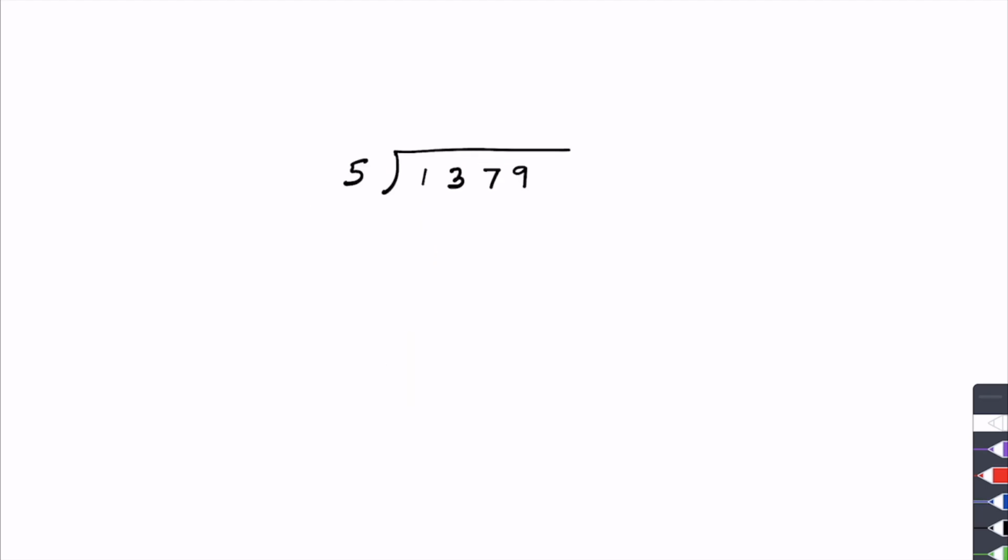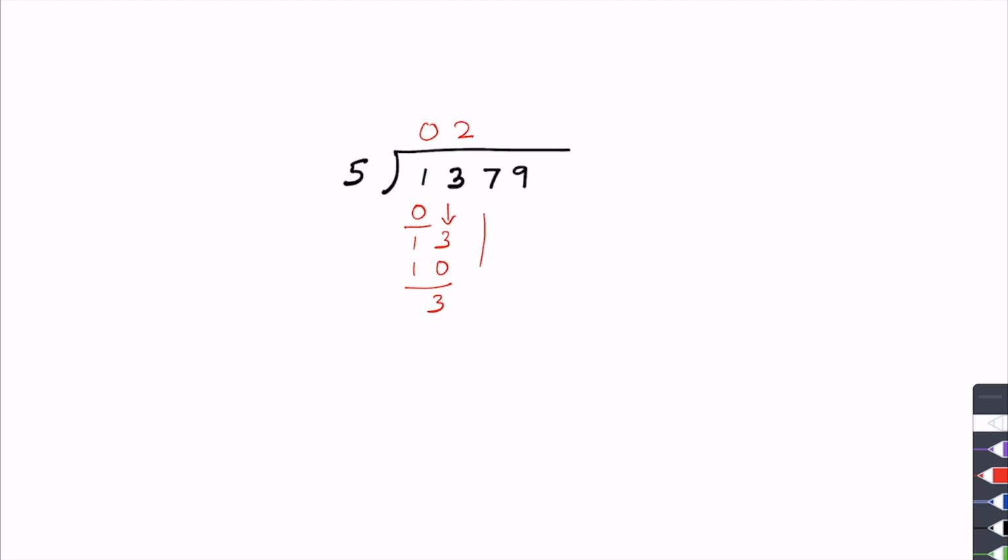In this question, we have 1,379 divided by 5. How many 5's go into 1? 0. 0 times 5 gives me 0. I still have my 1 there as my remainder. Pull down the 3. 5's into 13 go 2, because 2 times 5 is 10. We write that there. We have 3 left over.